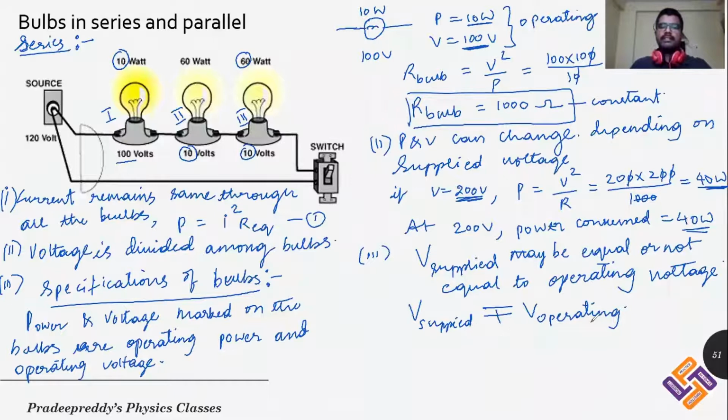So the bulb which has greater resistance will have greater brightness. Remember. So therefore, brightness depends on power consumed.